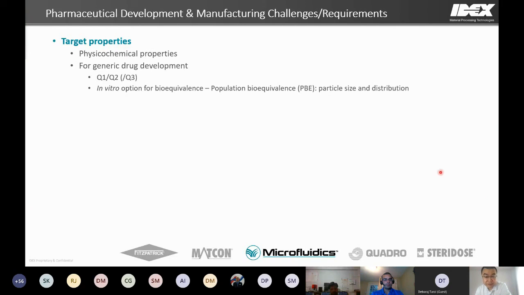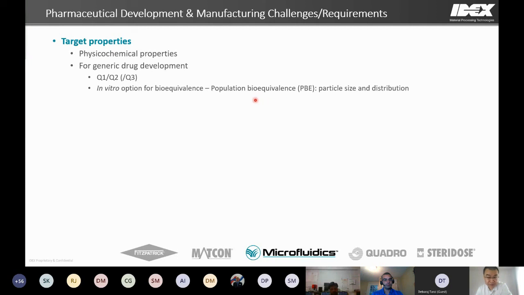Even for some generic development where an in vivo test is still required, it is likely that you still need to do the in vitro study, which means you still need to match the particle size and distribution. So you can see that matching particle size and distribution is very important for certain generic drug formulations. This clearly explains why the ability to achieve a desired particle size and distribution is crucial when considering the right manufacturing technology.